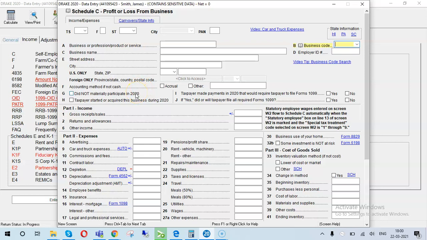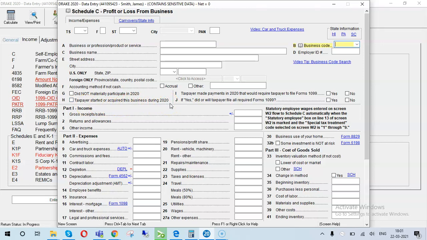Now the other lines, like line G, did not materially participate in 2020, yes or no, you have to tick this. Also, whether the taxpayer made any payment in 2020 that would require filing Form 1099. If the answer is yes, please tick yes. Also line H asks whether the taxpayer started or acquired this business during 2020 or not.